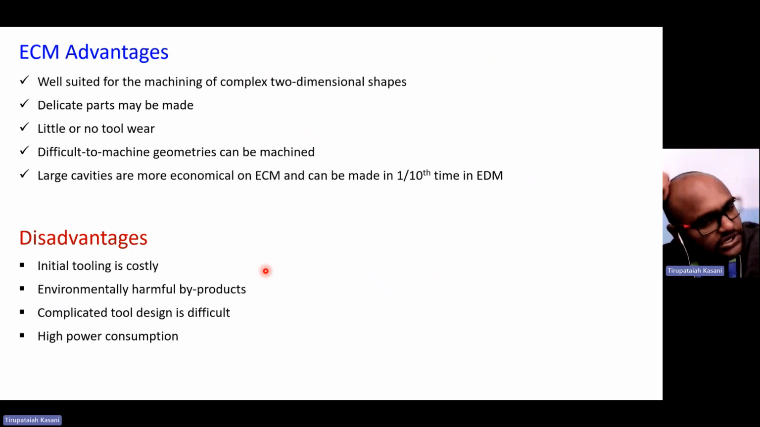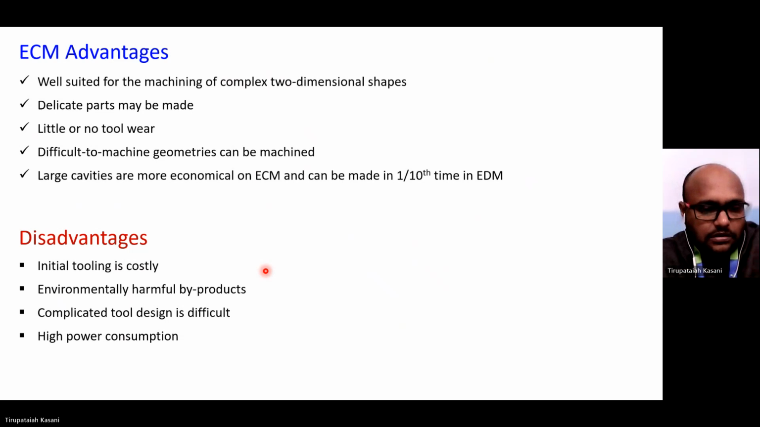High power consumption, because the material is removed by the action of chemical energy and electrical energy. Due to the supply of electrical energy to the electrolyte medium, the chemical reaction will happen and the same chemical energy is used for removing the material, means the power consumption in this process is very high. See here, till now we have seen electrochemical machining, ECM.